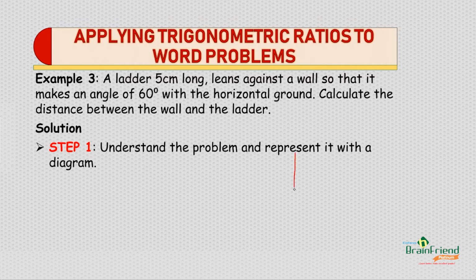Let's say we have a wall here, and this is a ladder leaning against the wall, which is 5 centimeters. It makes an angle of 60 degrees with the horizontal ground. This is our horizontal ground, so this angle is 60 degrees. We are to calculate the distance between the wall, that's here, and the base of the ladder. So we have to find this distance.